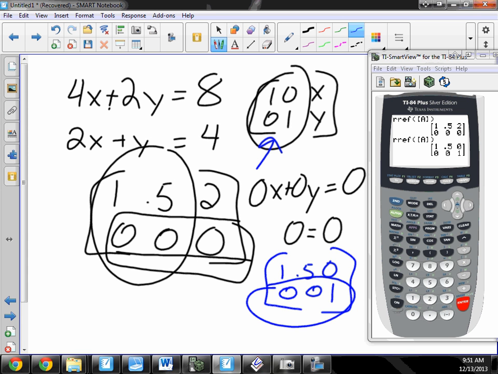0 plus 0 equals 1, which is never true. So this one is no solutions. So if you end up with a bottom row of all zeros, infinite solutions. If you end up with 0, 0, 1, no solutions. Okay? Look at number 9.